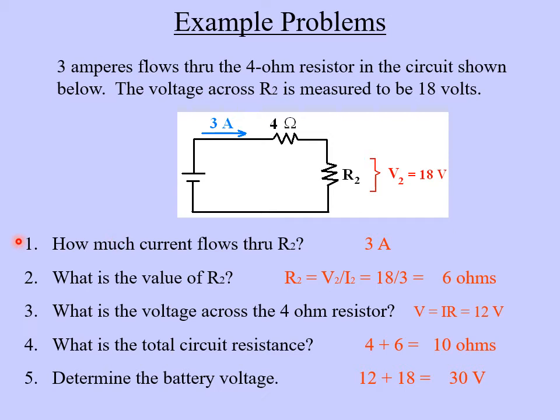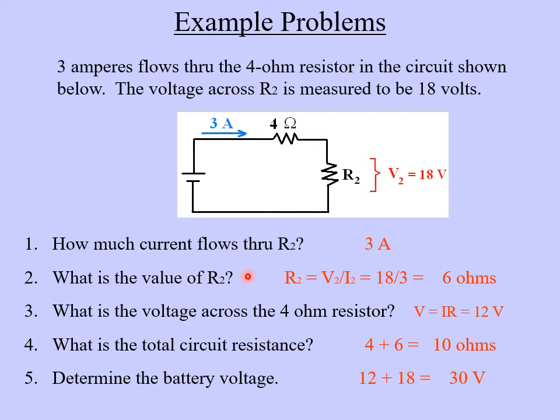So the first question says, how much current flows through R2? Well, we know that 3 amps flows through this resistor, so remember the rule is the same current flows all the way around the circuit. So we must have 3 amps going through R2 as well. So that's our answer there.